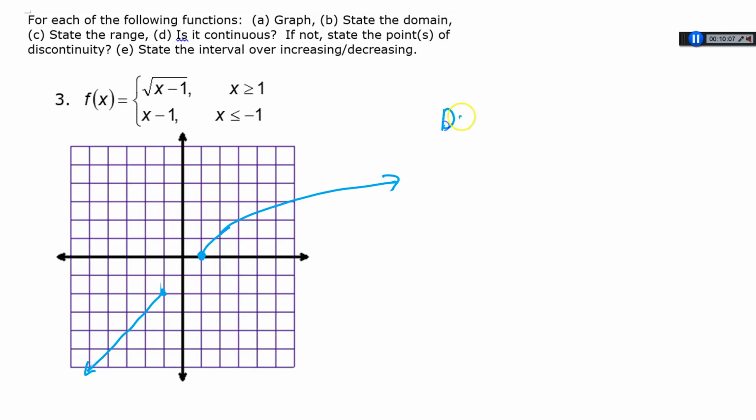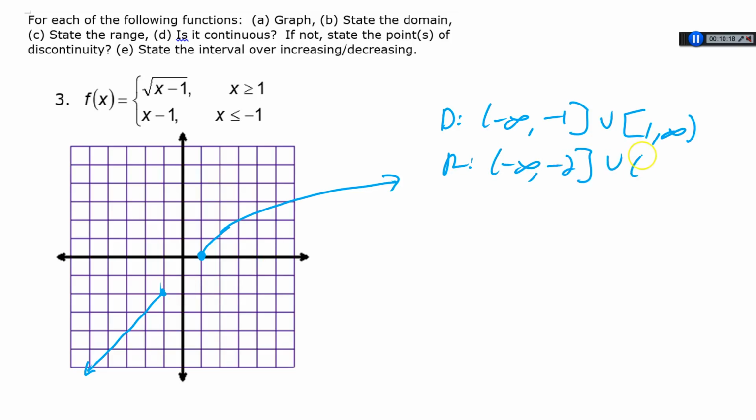Domain: -infinity to -1 included, and then 1 to infinity. Range: -infinity, we stop at -2 included, and then 0 to infinity included for this part. Continuous? No, definitely not continuous. We jump from (-1, -2) to (1, 0), so it's not continuous for sure. And we are increasing on the entire domain. I'm going to write that because there's never a point where we are constant or decreasing. Everywhere we have x values, the function is increasing.